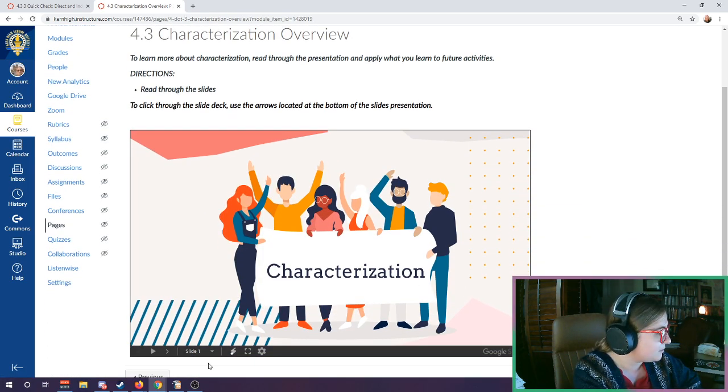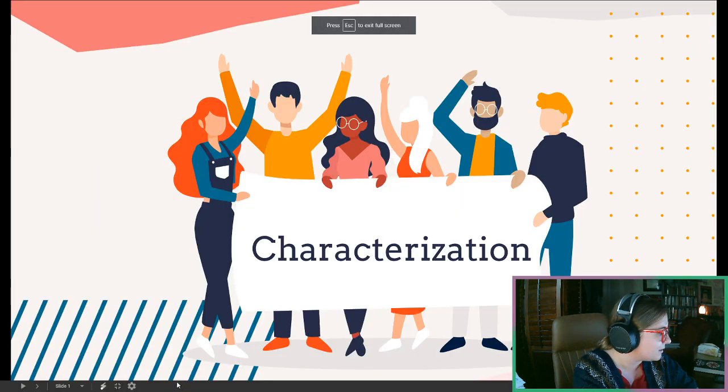All right, now I'm going to do a little mini lesson on characterization because this is the focus point of our unit here. Something that you need to be able to do by the end of it is tell the difference between direct and indirect characterization. So let's go ahead and get started.